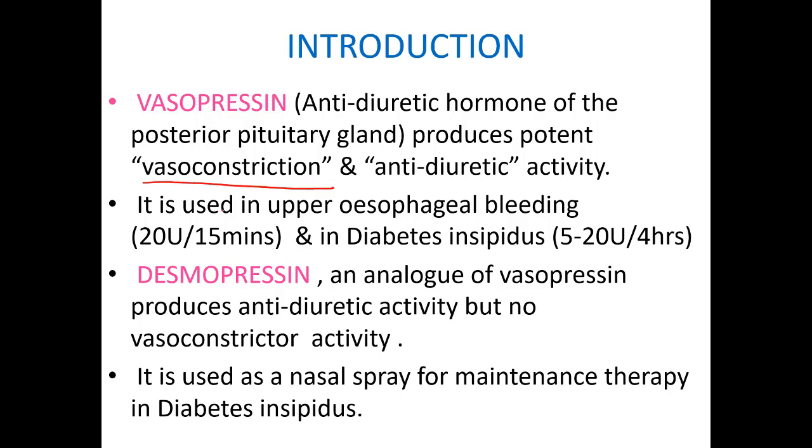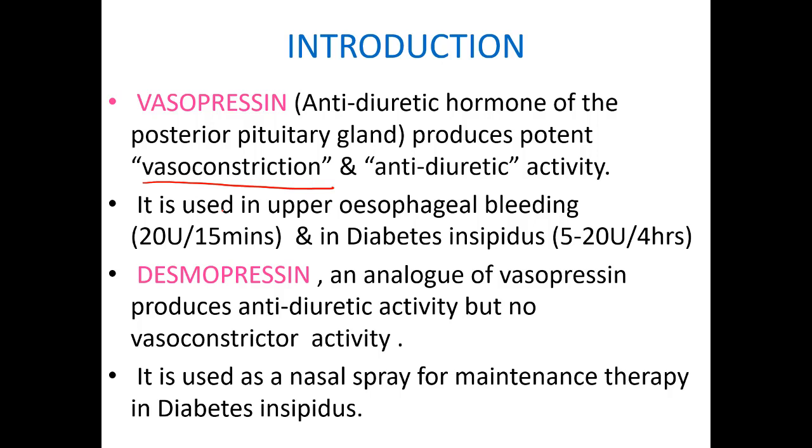Medically, why are we using this vasopressin? We use this vasopressin as a pharmacological agent to treat upper esophageal bleeding and diabetes insipidus. If we are giving it for upper esophageal bleeding, then we have to give 20 units per 15 minutes. And if we are giving it for diabetes insipidus, then we have to give a dose of 5 to 20 units for 4 hours.